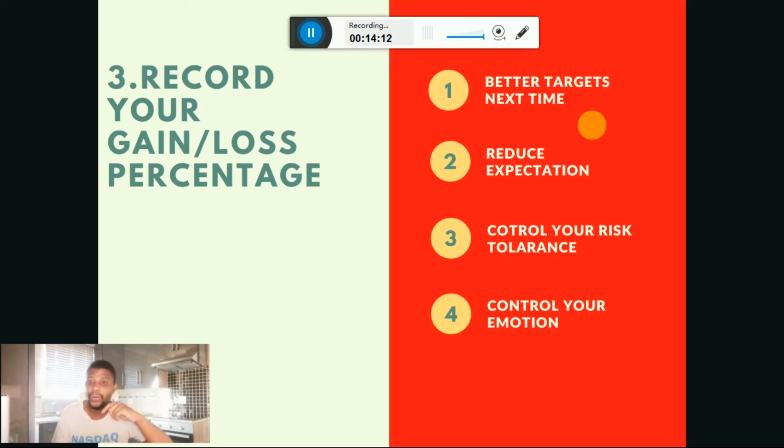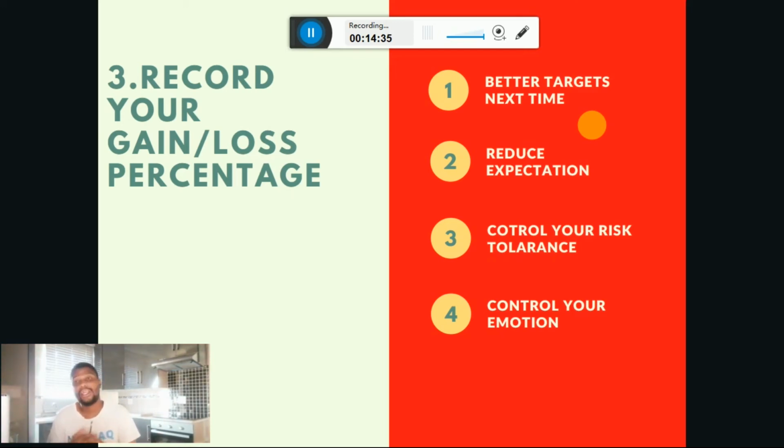It will also help you control your risk tolerance. Do not overtrade. It will also help you to control your emotions as well. So the third point here, again, is very important: controlling your risk tolerance and controlling your emotions and reducing expectations when it comes to trading.